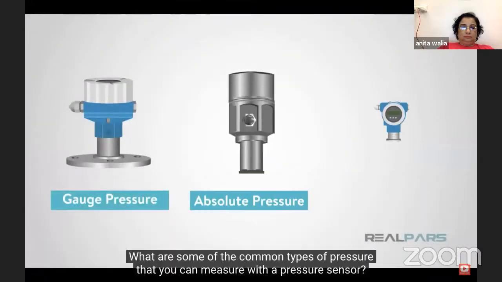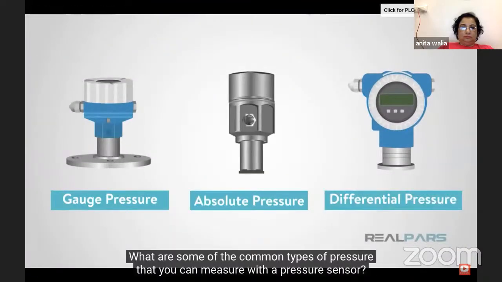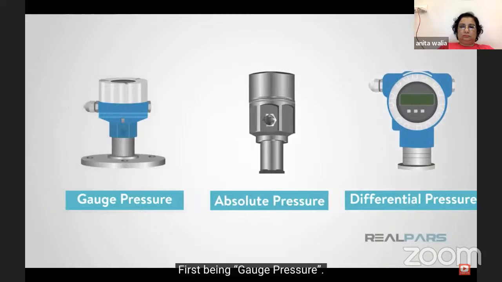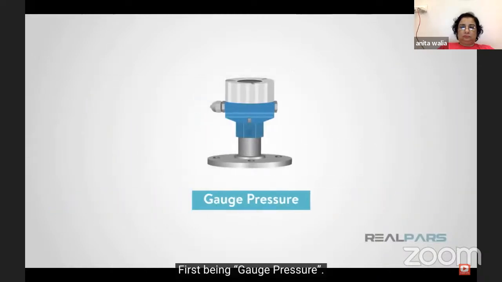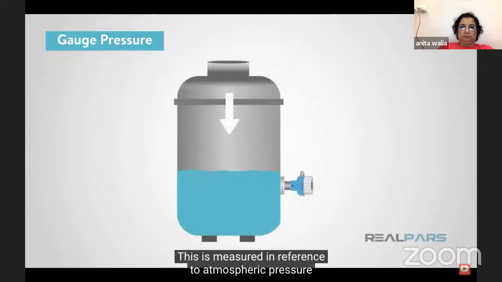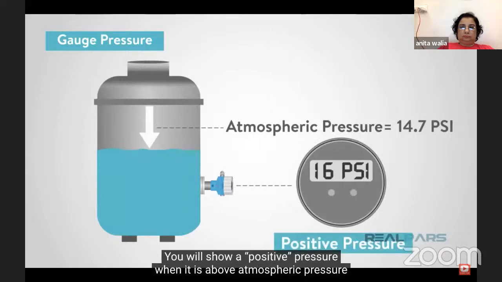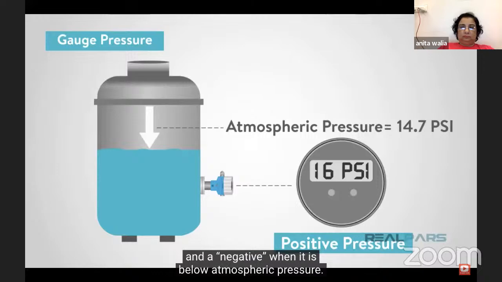What are some of the common types of pressure that you can measure with a pressure sensor? There are 3 common types that we use in the industry. First being gauge pressure. This is measured in reference to atmospheric pressure, which is typically 14.7 psi. You will show a positive pressure when it is above atmospheric pressure, and a negative when it is below atmospheric pressure.